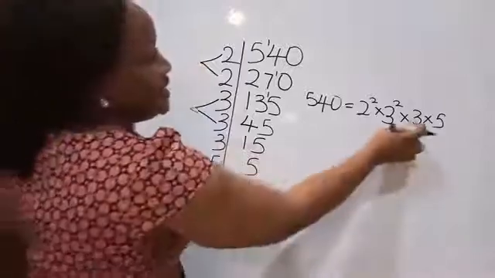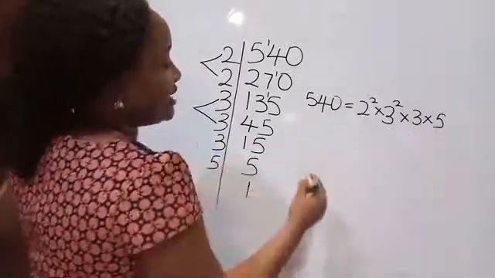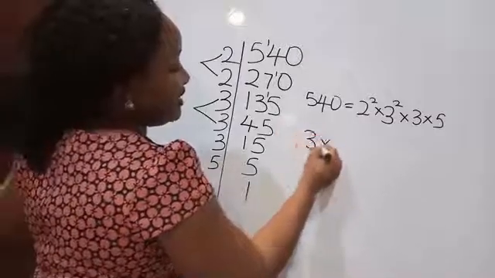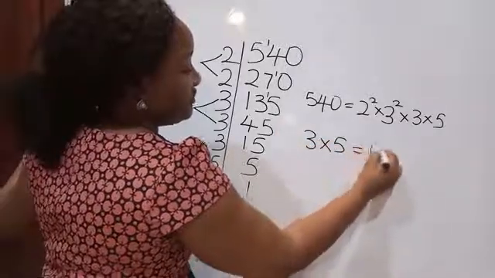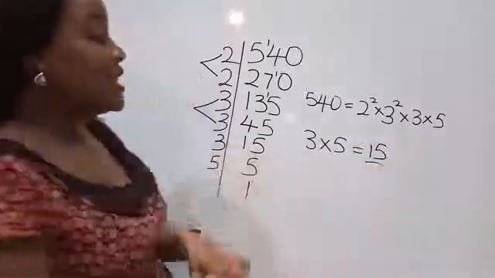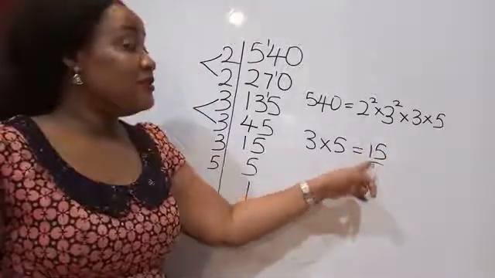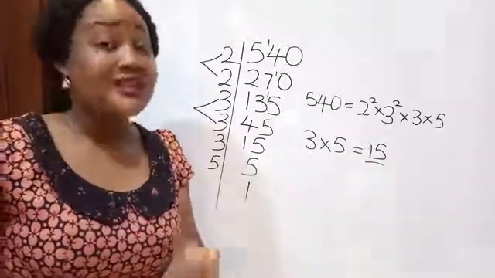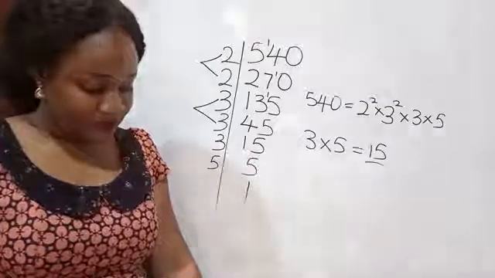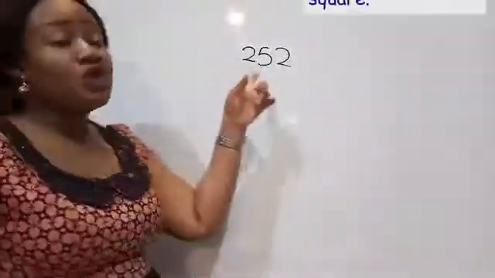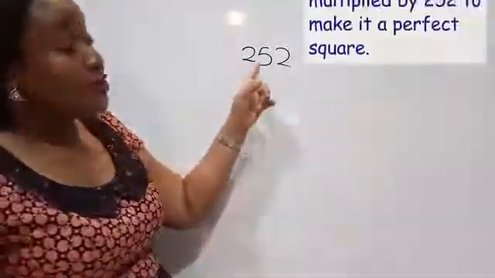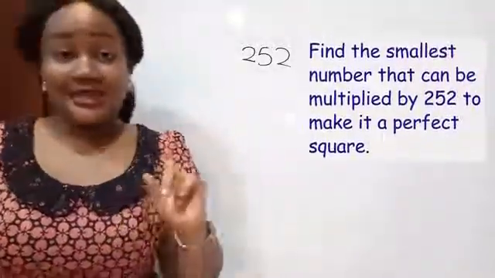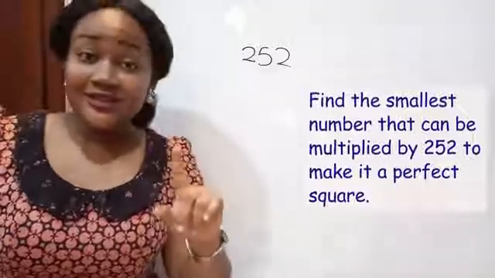So 3 needs a partner, 5 needs a partner. So what we need is what? 3 times 5, which gives us what? 15. So if you multiply 15 by 540, we are going to have a perfect square. So what do we need to multiply 252 by to make it a perfect square? So let's find out that number.